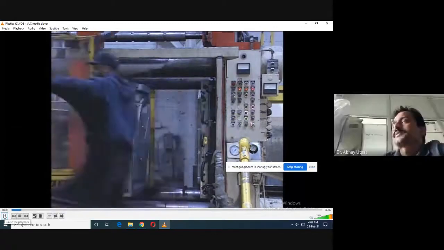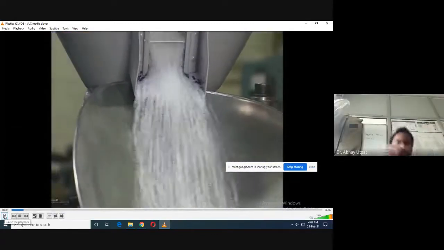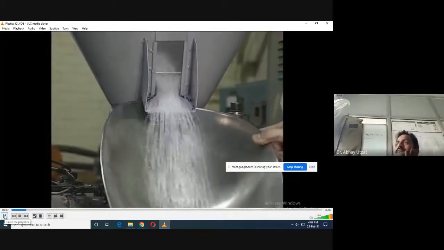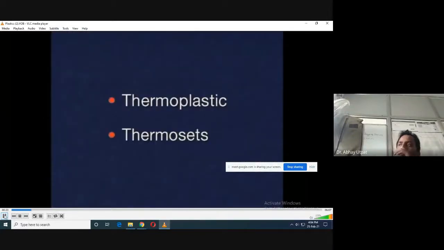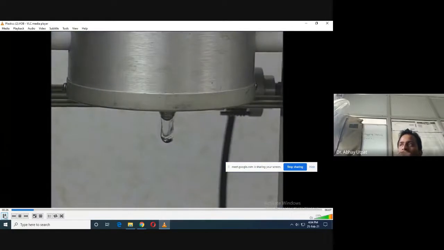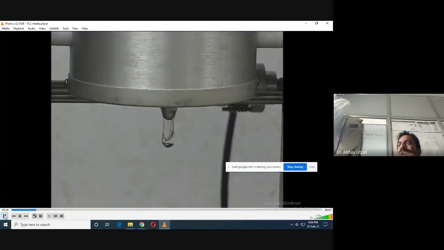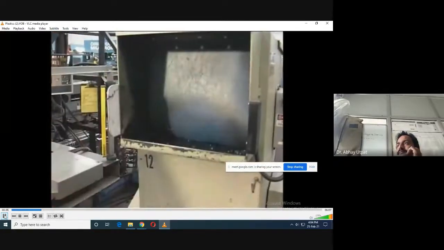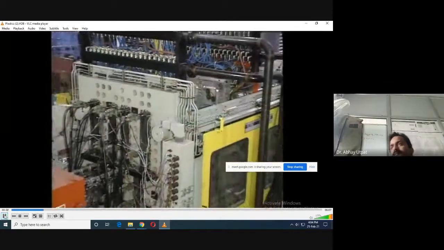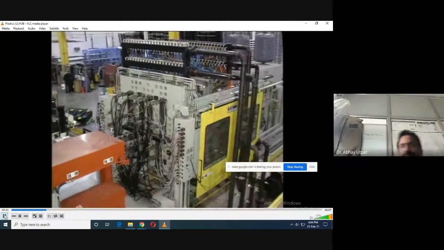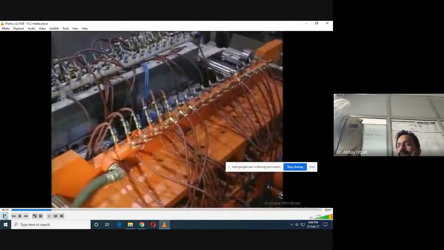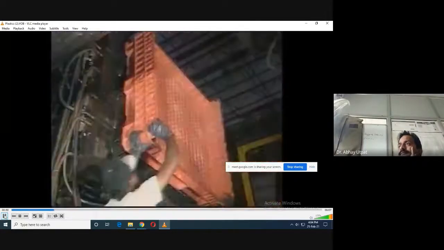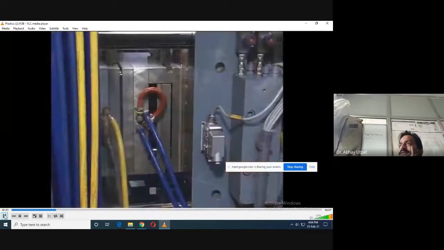See how covers of the machines are produced. These are the granules, raw material. Thermoplastic, thermosets. These machines are very costlier. See how trays are prepared.